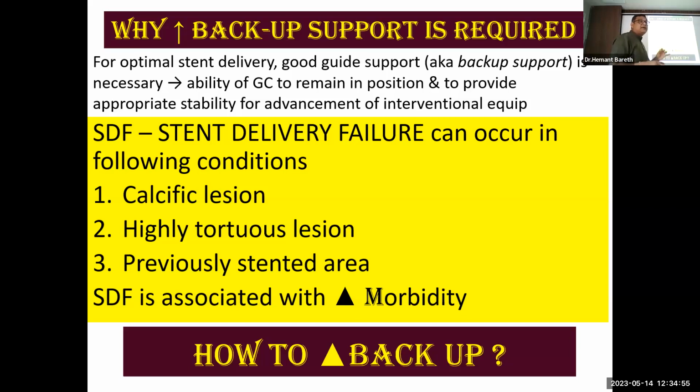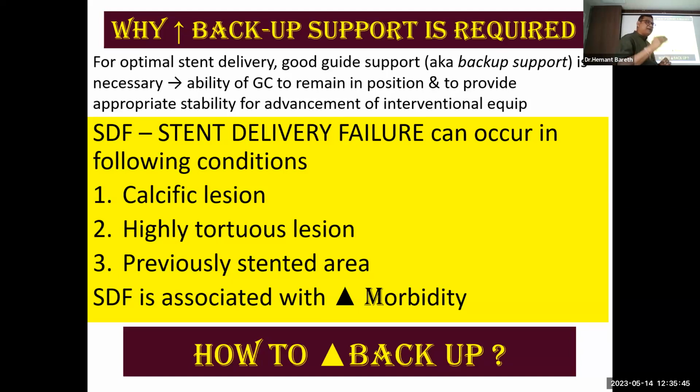So the question is how to increase the backup. And some of the things that we have already seen is that if you use a larger guide, for example, if you use 7F, 8F, something like that, you will have more backup, number one. Second, if you use an angle that keeps moving, the primary angle is not fixed, then you will get more backup. If the tip length is more, you will get more backup. If you are able to get support from contralateral wall, you will get more backup. If you are able to get support from aortic root, you will have more backup. And if you have a larger angle theta, you will have more backup. So this we already saw. So these are the ways you can improve the backup.